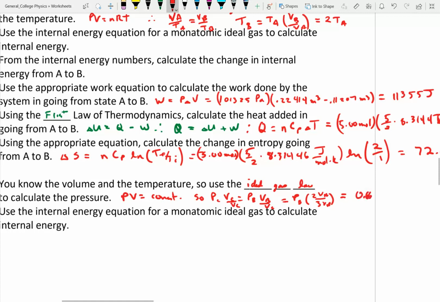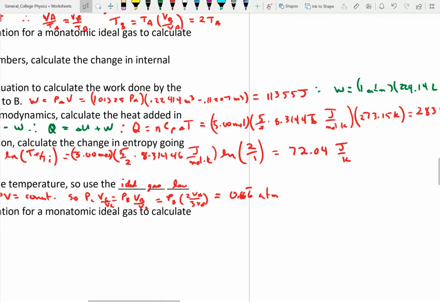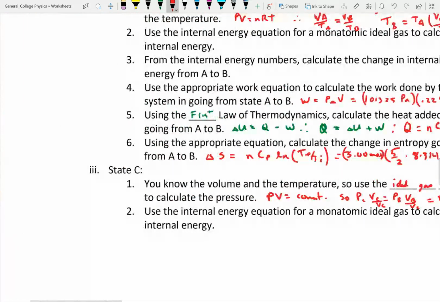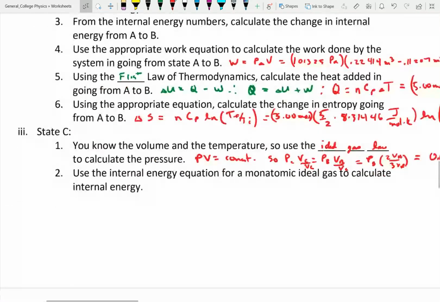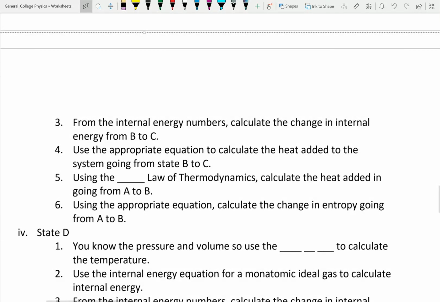So 0.66 repeating atmospheres. Or if you want it in units of pascals, that's equal to 67,550 pascals. So we've got the pressure. Use internal energy equation to calculate the internal energy. Well, the temperature stayed the same, so I don't need to do that calculation. I know it's the same internal energy as before. Using internal energy numbers, calculate the change in internal energy. So change in internal energy is 0.